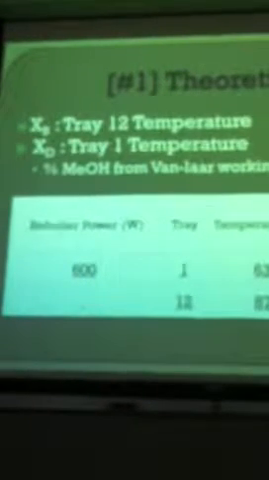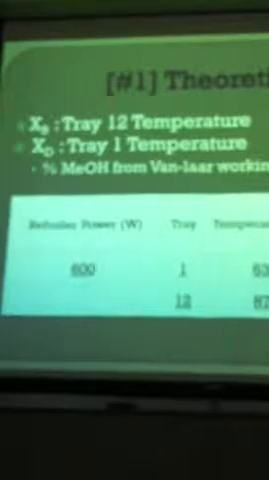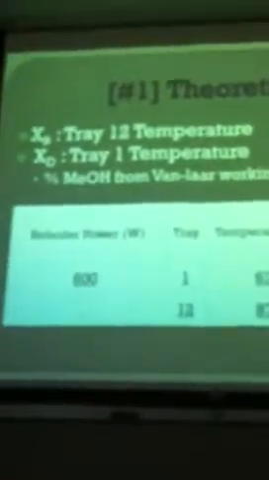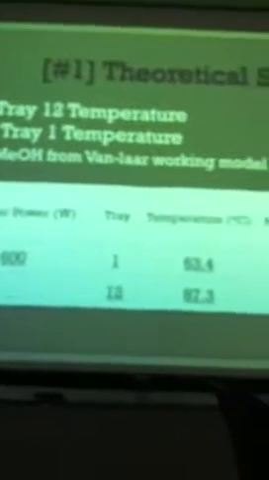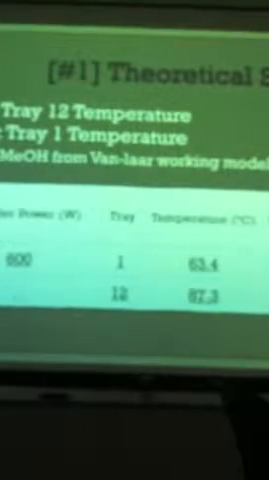All right, so finding XB and XD, the mole composition in your bottom and the mole composition in your distillate, with 100% reflux is a little tricky. So what you do is, at the end of your experiment where you want to see the theoretical stages, you take your tray 1 and tray 12 temperatures, which are the top temperature and bottom temperature, and then from the Van Laar diagram that we've constructed in distillation class, for those of you that are in that, use that temperature to find the mole% of methanol.